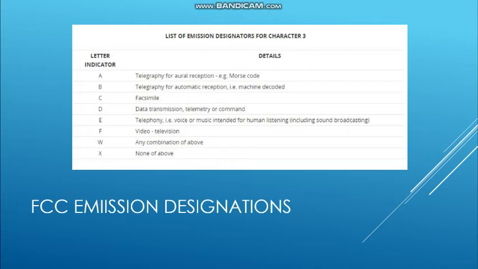So this is the list of emission designators for character 3, or the third symbol. It is indicated by A, B, C, D, E, F, W, X. A for telegraphy for aural reception. B for telegraphy for automatic reception. C for facsimile or fax. D for data transmission, telemetry or command. E for telephony. F for video, television. W any combination of the above, and X none of the above.